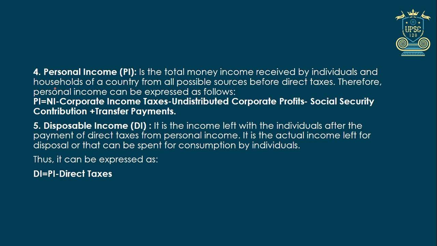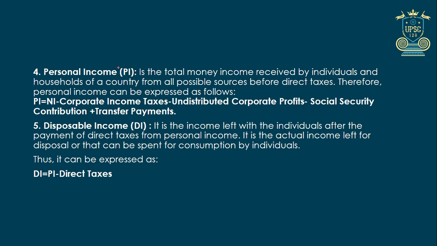Next is personal income. Personal income is the total money income received by the individuals and households of a country from all possible sources before direct taxes, that is, before they pay the taxes. If a person is working in a company or in government, the monthly income they get before paying taxes is called personal income.